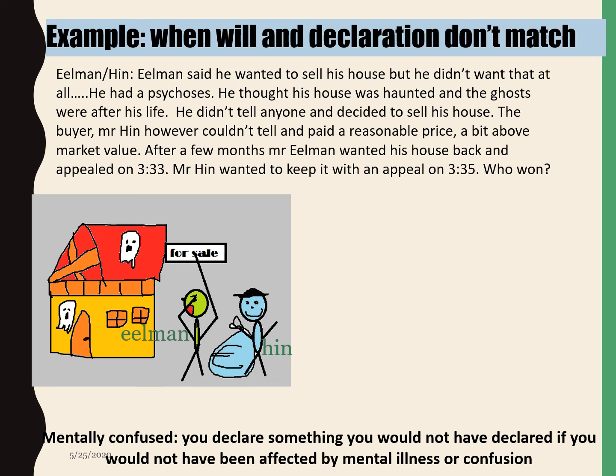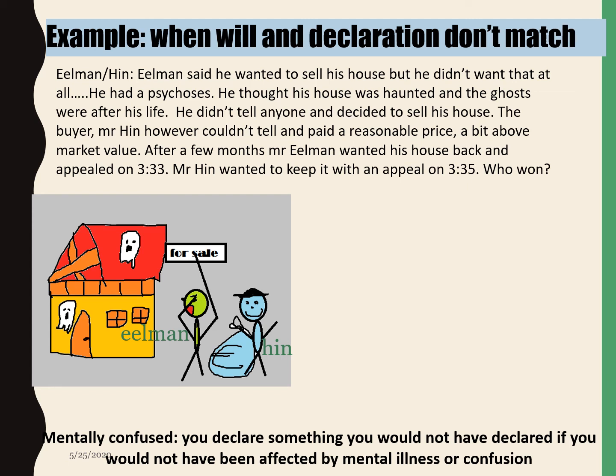Mr. Hin said, I paid a reasonable price above market value. There was nothing in the behavior of Mr. Eelman that was odd or off or worried me. And this whole sale of the house was not a negative thing for Mr. Eelman. He had a good price. He could rebuy a very nice house. So also there was nothing that I did that was wrong. I could justifiably trust in what Mr. Eelman said. I want to make an appeal on 335. Justifiable trust. An exception to the rule of 333. An exception to the defective will.